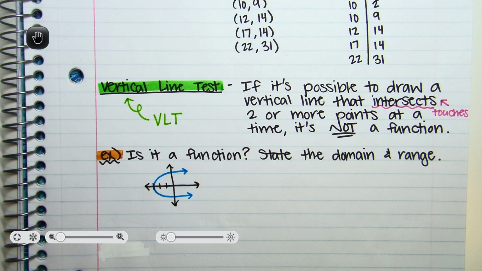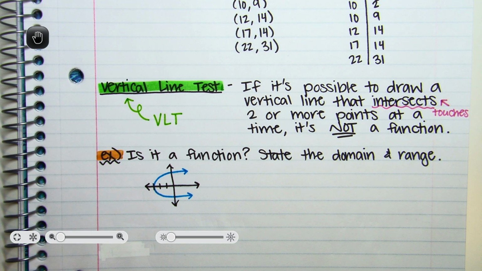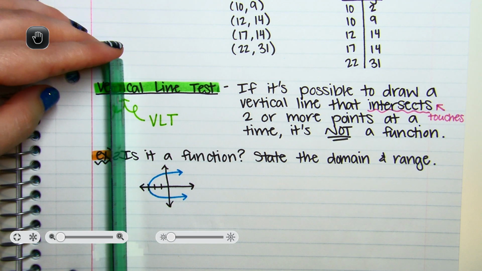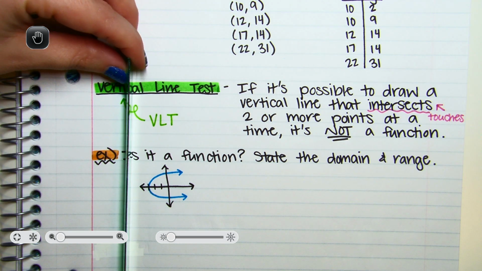So we're going to look at an example now. Is this graph a function? And state the domain and range. So if I were to take a vertical line, I'm going to use a ruler. Make that look vertical. There we go. Hey, that looks pretty good.